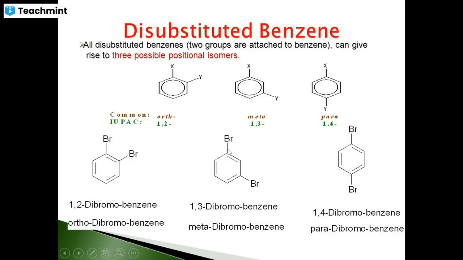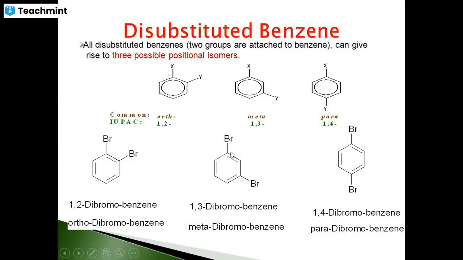The next one: if the bromine atoms in the benzene ring are present at the 1,3 position, the alternate position, that is called the meta position. So simply we can say that is meta-dibromobenzene. And the IUPAC name is: mention the positions first and 3, 1,3-dibromobenzene.